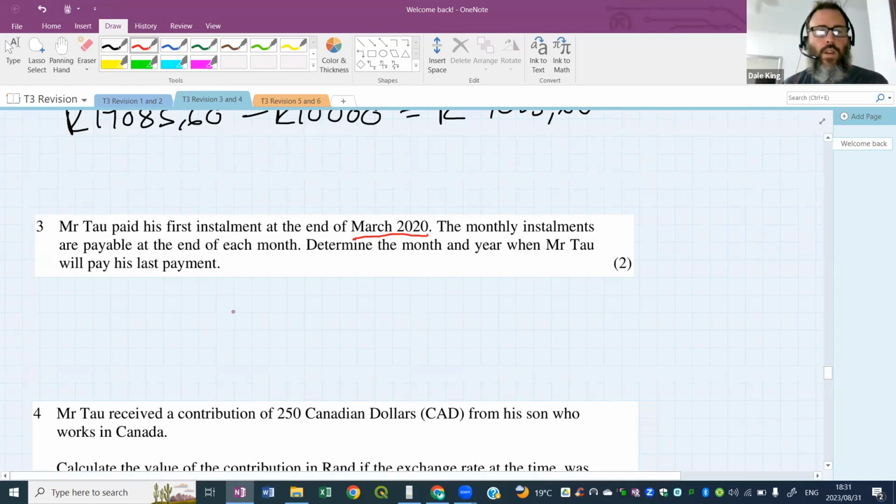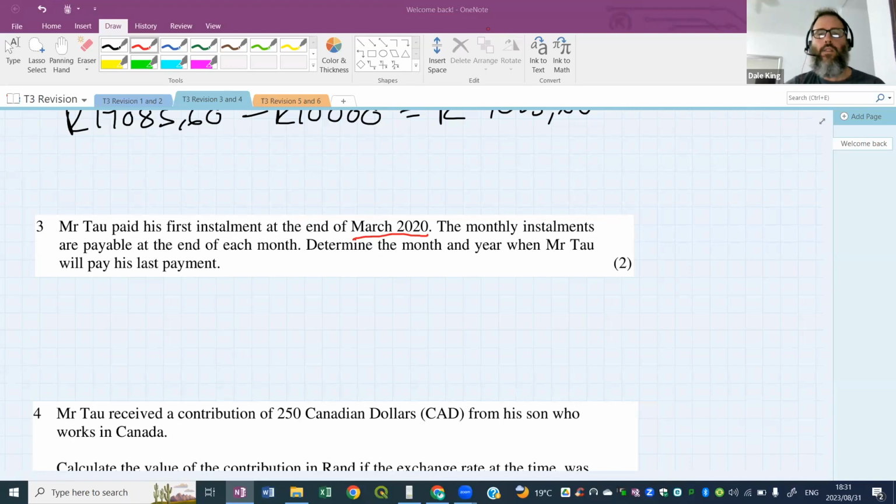Determine the month and the year when Mr. Tao will make his last payments. Anybody? February 2024. Yeah, that's going to be the argument, isn't it? Is it February or March?